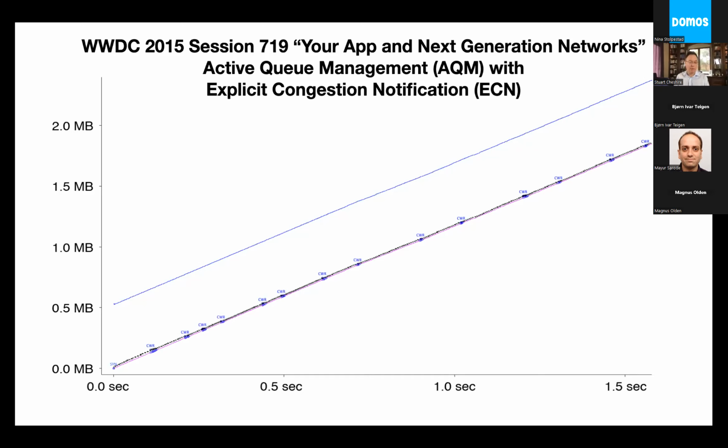The little CWR marks on this plot are congestion window reduced. That's the acknowledgement from the sender that it got the message and it's reduced its rate. And those little CWR hints happen occasionally. It keeps the queue short. There is not a single packet loss.